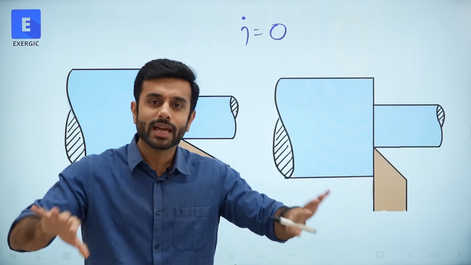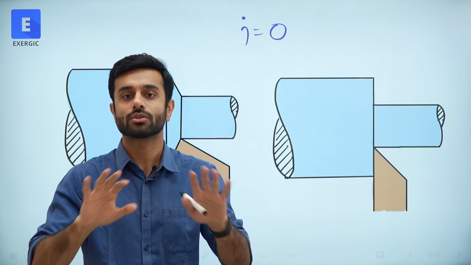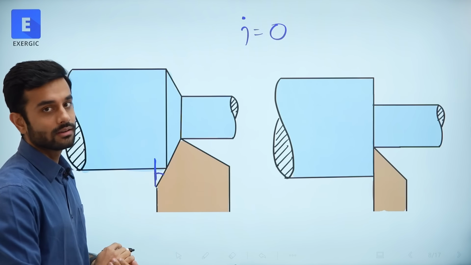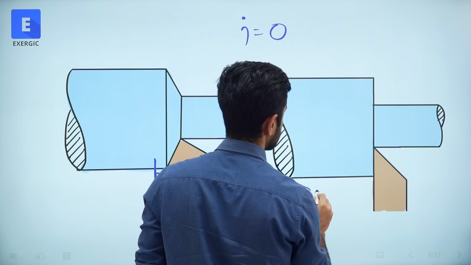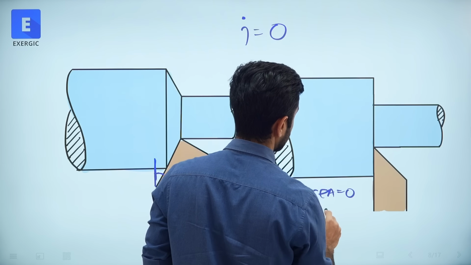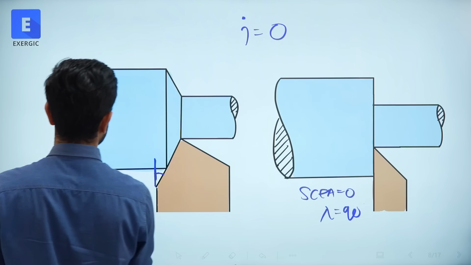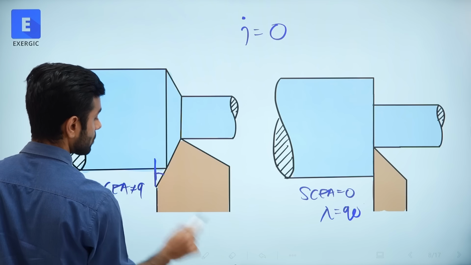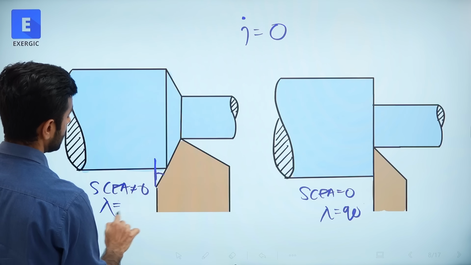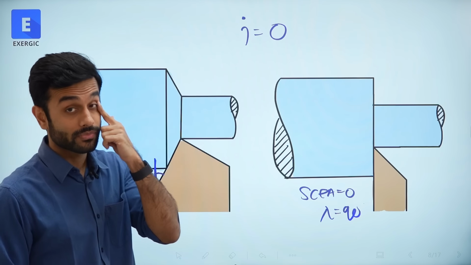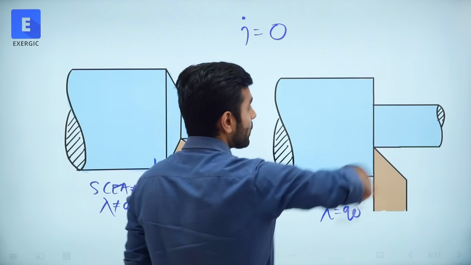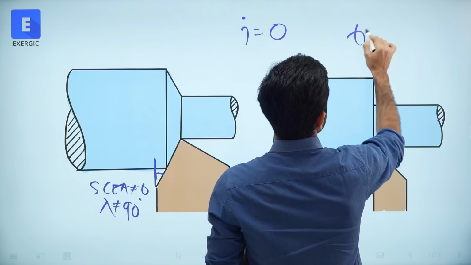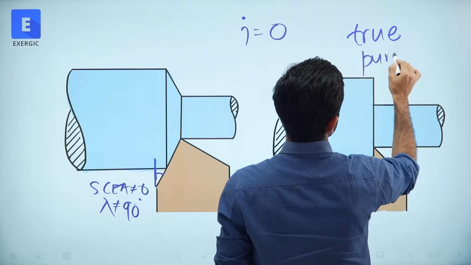These are the two types of orthogonal turning cases, orthogonal cutting cases. This one has a side cutting edge angle of 0, or approach angle is 90. In this one, side cutting edge angle is not equal to 0, and that's why lambda is not equal to 90. In fact, this type of orthogonal turning has a special name which is called true orthogonal turning or pure orthogonal turning.